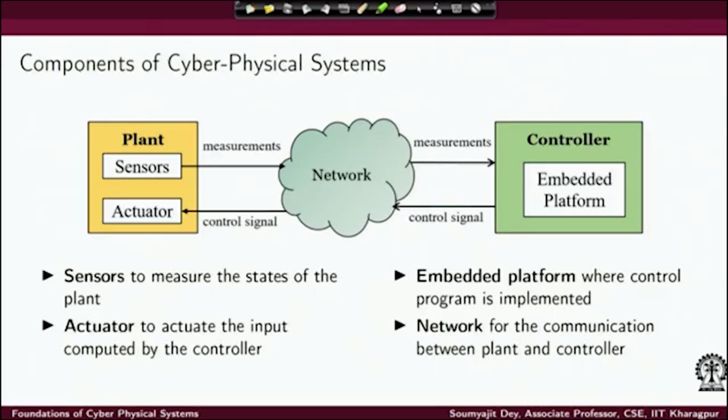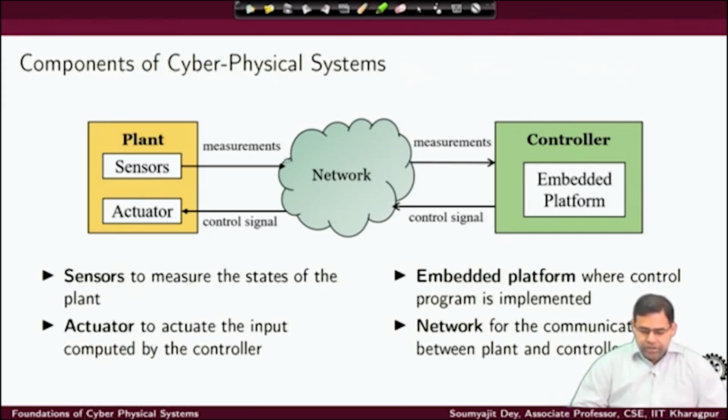So, here we have a simple high level model of a CPS, which is trying to tell you what are the roles that sensors and actuators play. As you can see, there are sensors which are gathering measurements and sending those measurements over the network. There is a control software which is running on an embedded platform, and that is using these sensed values to create a control action, and that control action may be transmitted back through this channel to the actuator, which will actually implement this action in the plant. Okay.